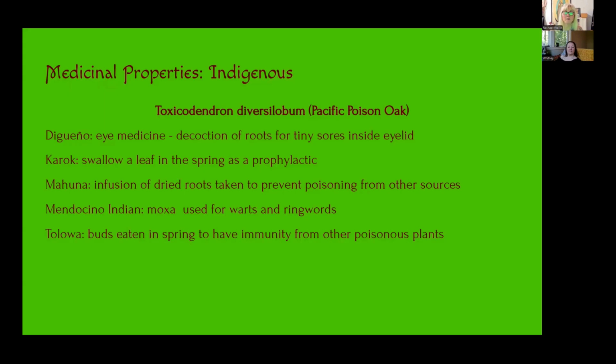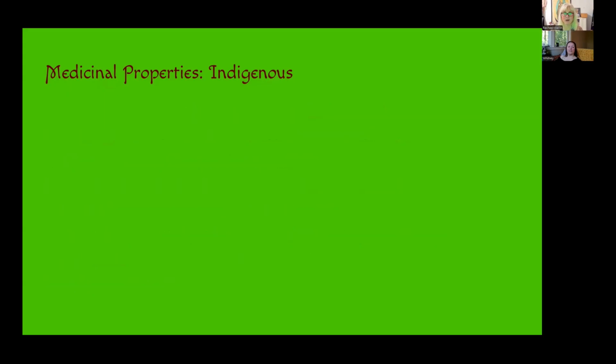The Taloa eat the buds in spring to have immunity from other poisonous plants. The Wailaki use a poultice of fresh leaves applied to snake bites. Again, I don't know about that, but maybe they're using the same idea: if you cause another problem in that area, your body produces the antibodies or whatever to it. I don't know. And the Yuki use the plant juice for warts. Again, same thing we're talking about.